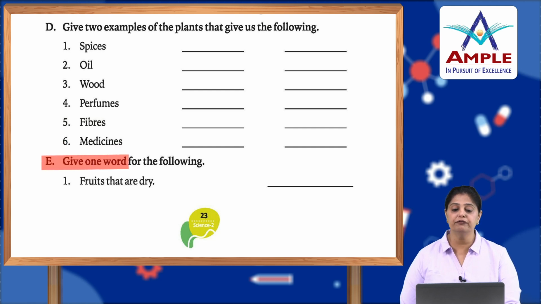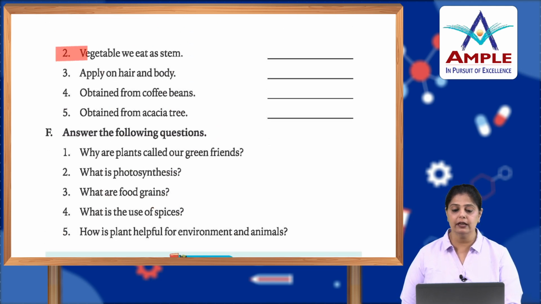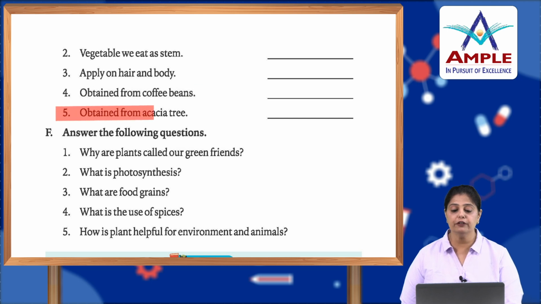Now, give one word for the following. Fruits that are dry, they are called dry fruits. Vegetable we eat as stem, potato. Apply on hair and body, oil. Obtain from coffee beans, what is it? Coffee powder. Obtain from acacia tree, gum.